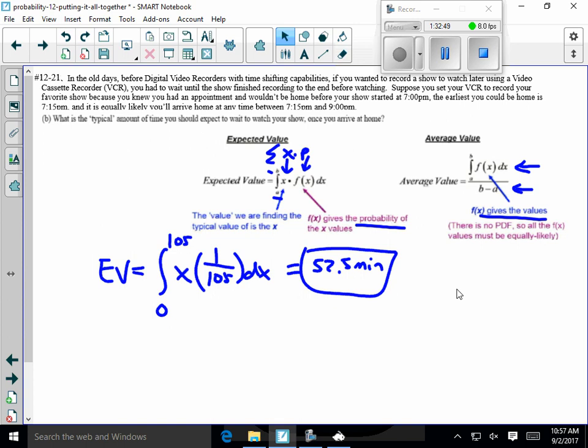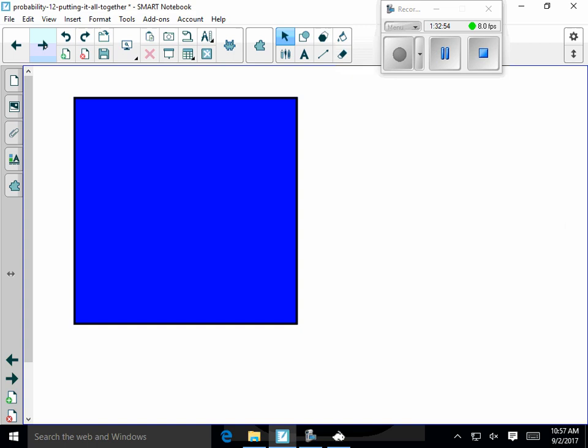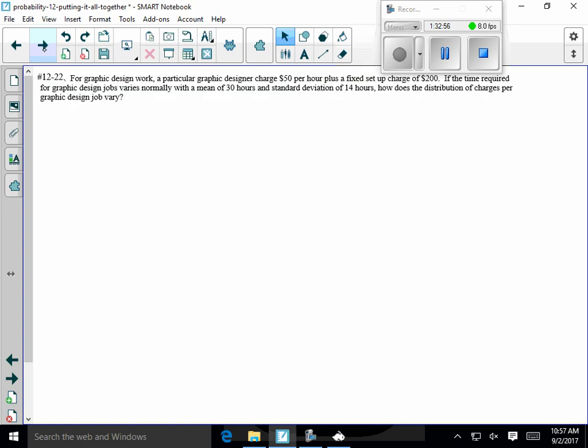All right, just a couple more to go here. Let's take a look at this one. This one says, for graphic design work, a particular graphic designer charges $50 per hour plus a fixed setup charge of $200. If the time required for graphic design jobs varies normally with a mean of 30 hours and standard deviation of 14, how does the distribution of charges per graphic design job vary? So pause this and give it a try.